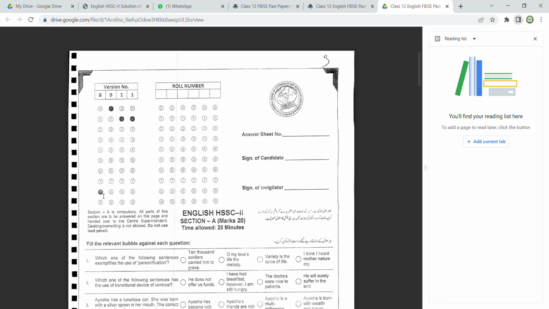And remember one thing, do not cut any of the bubble boxes, or overwrite or overfill them. Same for the roll number: you first write the roll number in the box given here in numbers, and later fill the bubbles according to the numbers of the roll number. Then on the right side, put your answer sheet number that is given to you by the examiner. Put your sign as the sign of the candidate, and then the invigilator signs.